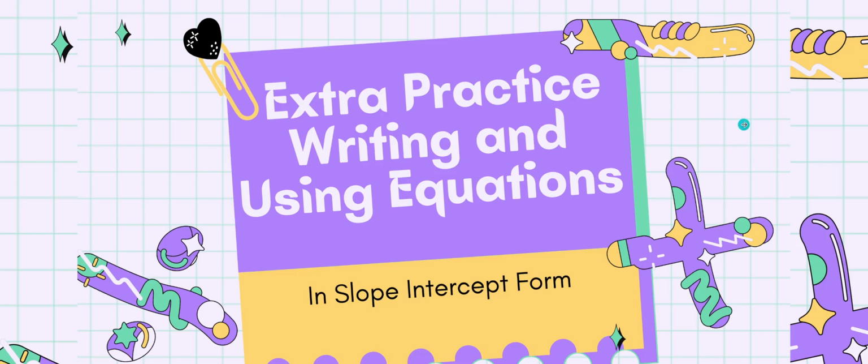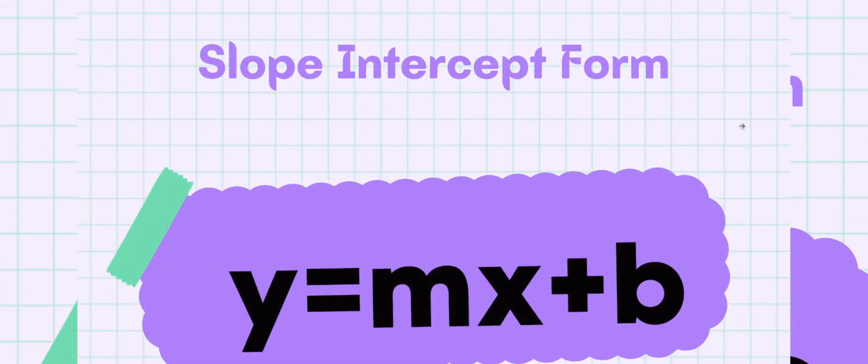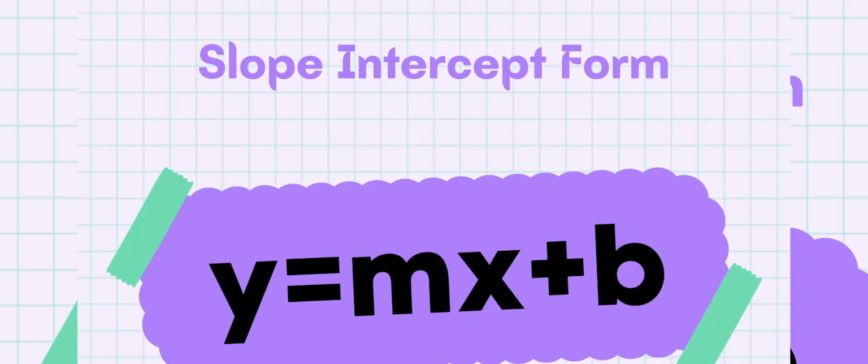Okay, today we are going to have some extra practice writing equations using our slope-intercept form. So if you remember, slope-intercept form is y equals mx plus b.